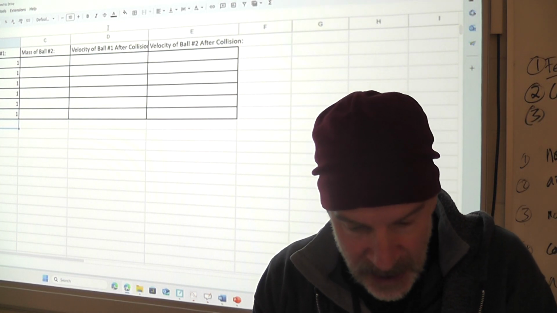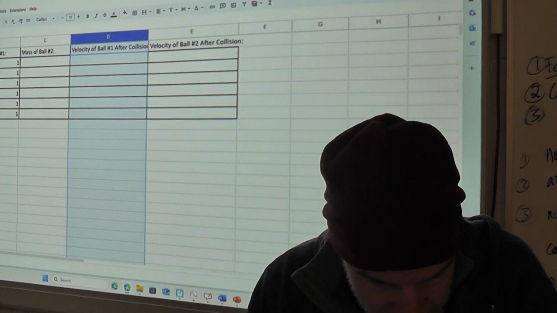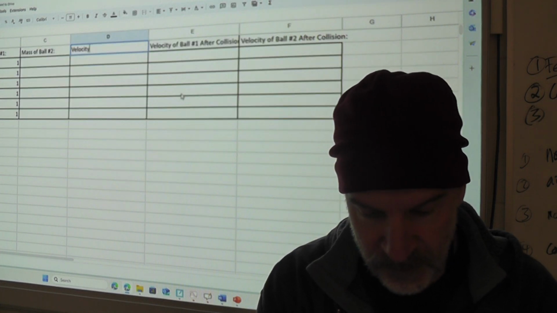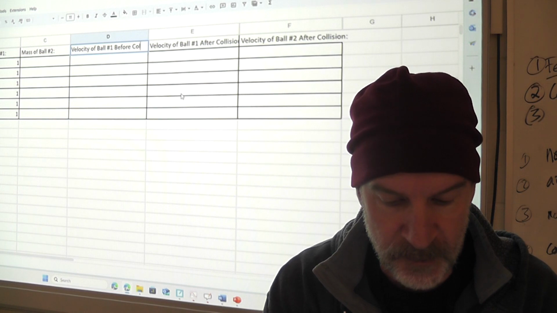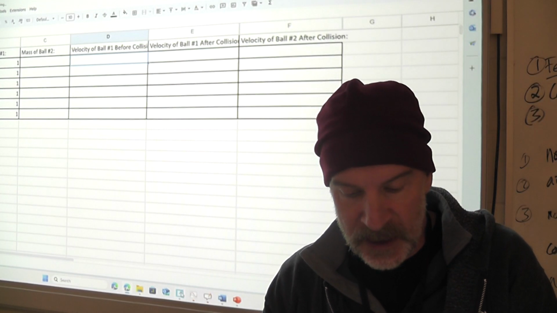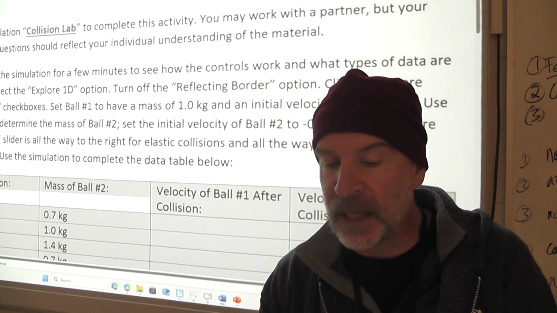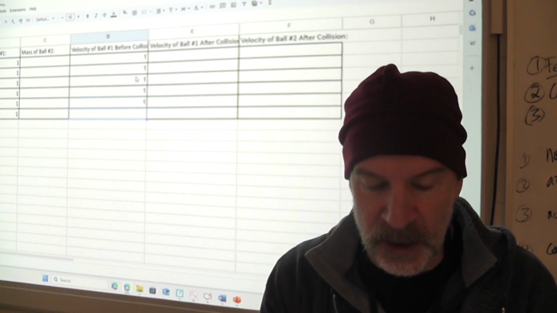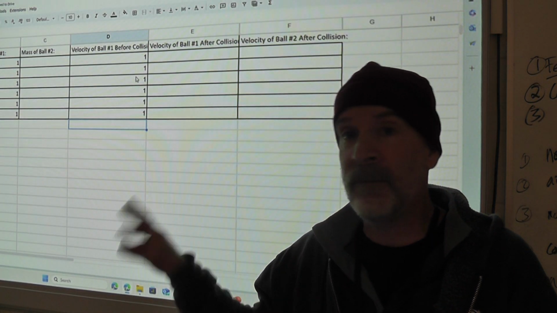And I'm gonna add a column that is the velocity of ball number 1 before the collision. And that, if you look at the assignment, is supposed to be 1 meter per second every single time. So I can just put 1 in here. And units, unfortunately, when you're dealing with Sheets or Excel, we want to leave units off, okay?